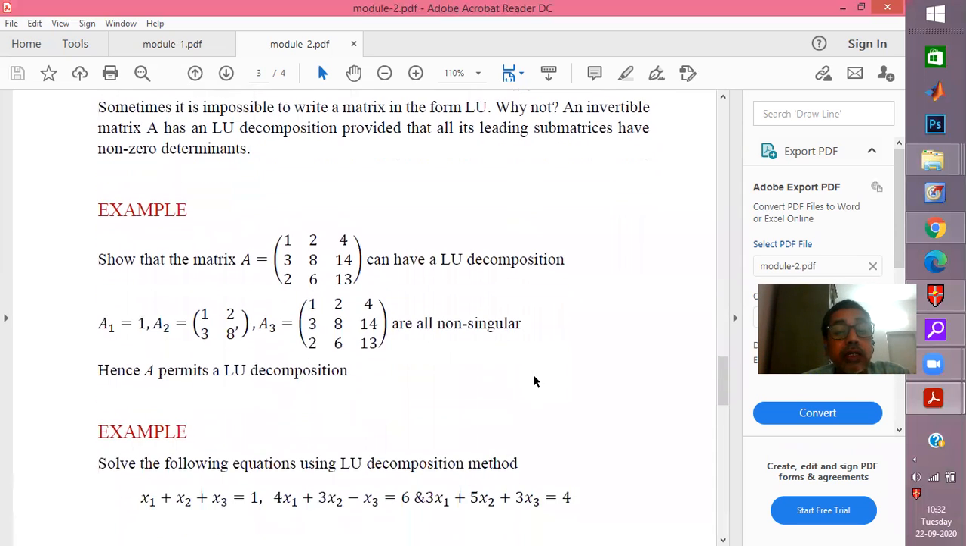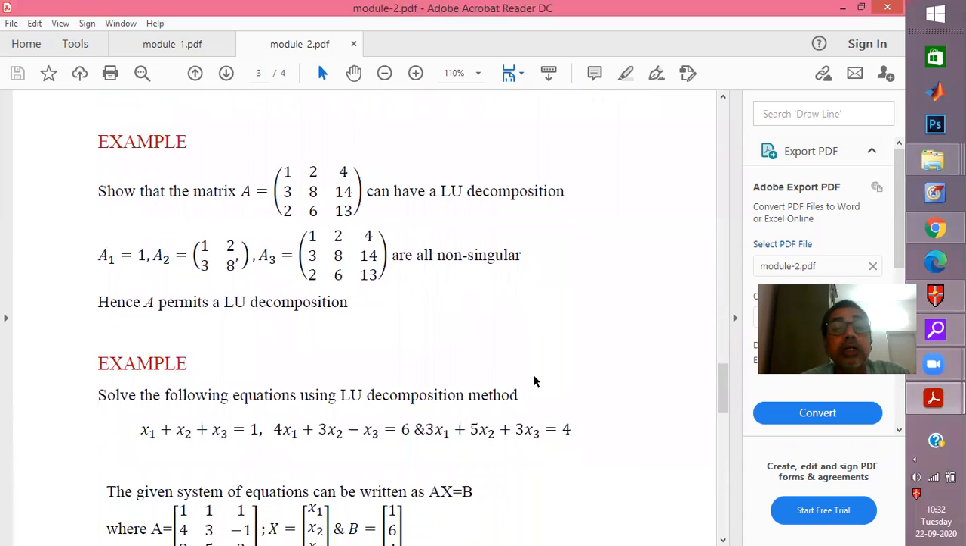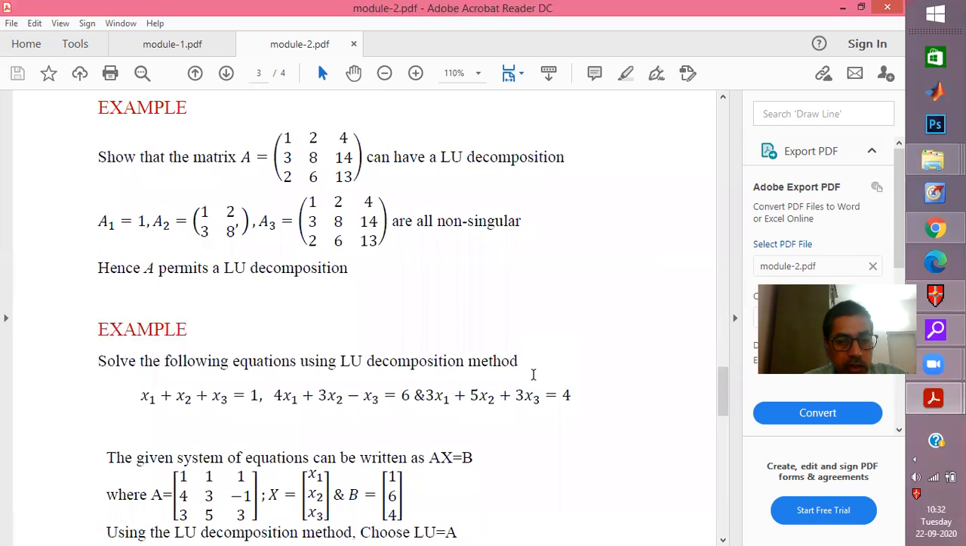Now let us look at some typical situations. Show that this particular matrix 1, 2, 4, 3, 8, 14, 2, 6, 13 can have an LU decomposition. So what I have done is I have taken the principal minors A1, A2, and A3, and I find all of them are non-singular. Therefore, it will have an LU decomposition. So this can be used as a diagnostic test before we take up the factorization.